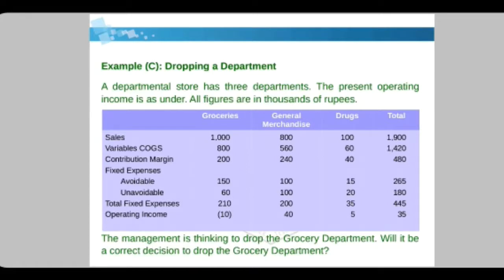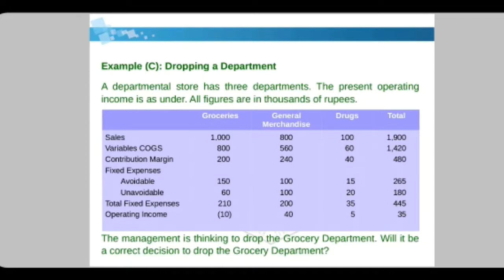So the total sales of the groceries department is 1000. For general merchandise it is 800, and for drugs it is 100. Variable cost of goods sold. That is, for whatever goods we have sold, the variable cost is 800 for groceries. For general merchandise it is 560. For drugs it is 60.